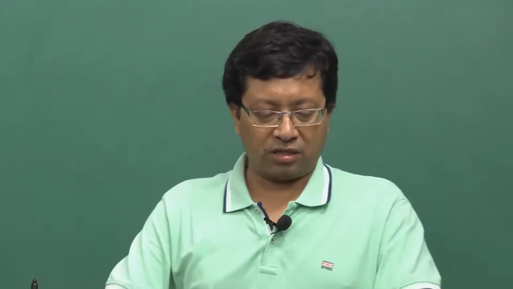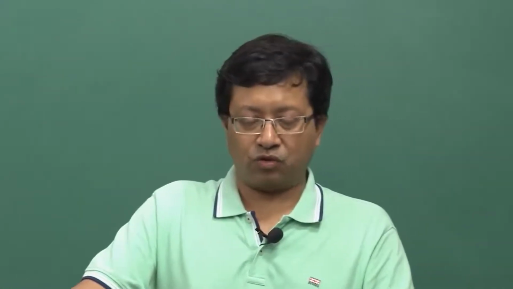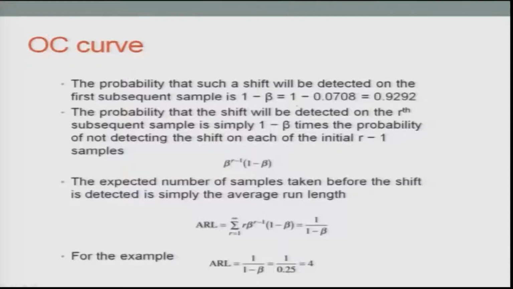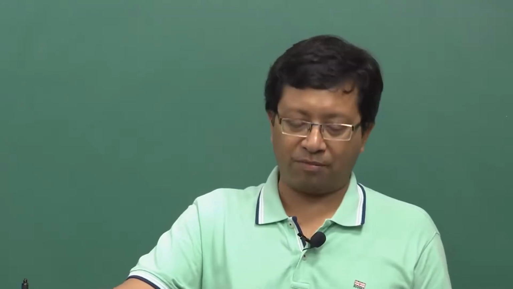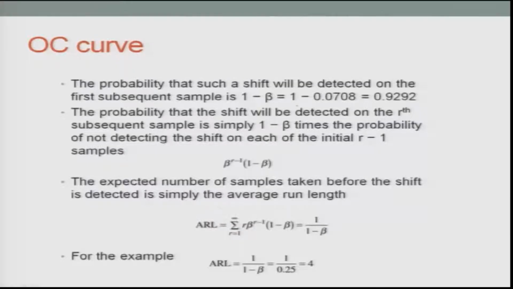So, continuing this, for the OC curve, the probability that such a shift will be detected on the first subsequent sample would be given by 1 minus beta. Beta would be not detecting, 1 minus beta would be detecting. So, if it is a loss from one side, it will be positive from the other hand side, which comes out to be about 92.9 percent. So, this gives the probability that the shift will be detected. Then the rth subsequent sample is simply 1 minus beta times the probability of not detecting that in each trial.